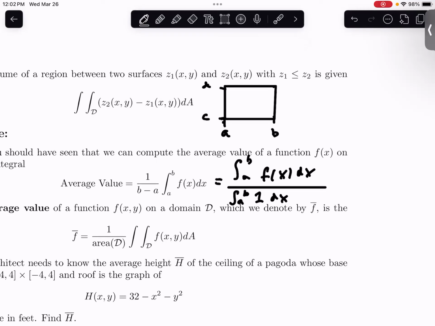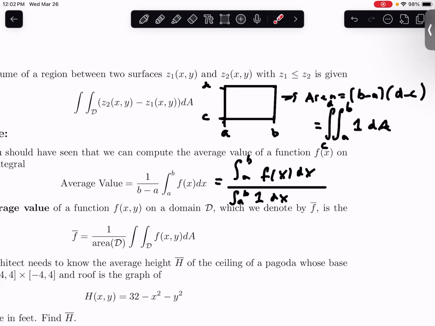If you had this kind of rectangle, the area of this rectangle is going to be equal to b minus a multiplied by d minus c. And you can see that this is the exact same thing as taking the double integral from a to b and then the integral from c to d of just 1 dA. So the area of this region can be expressed as this double integral of 1, right?